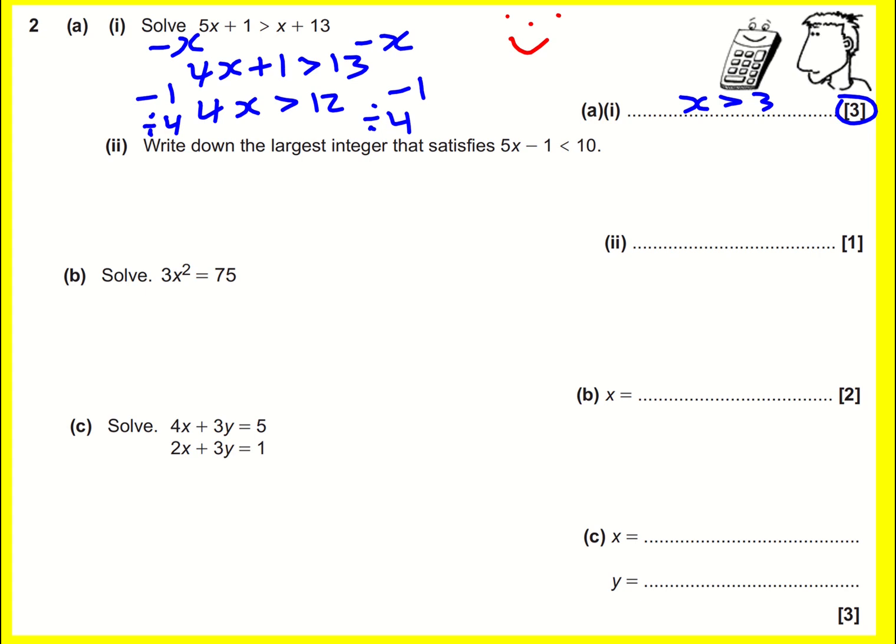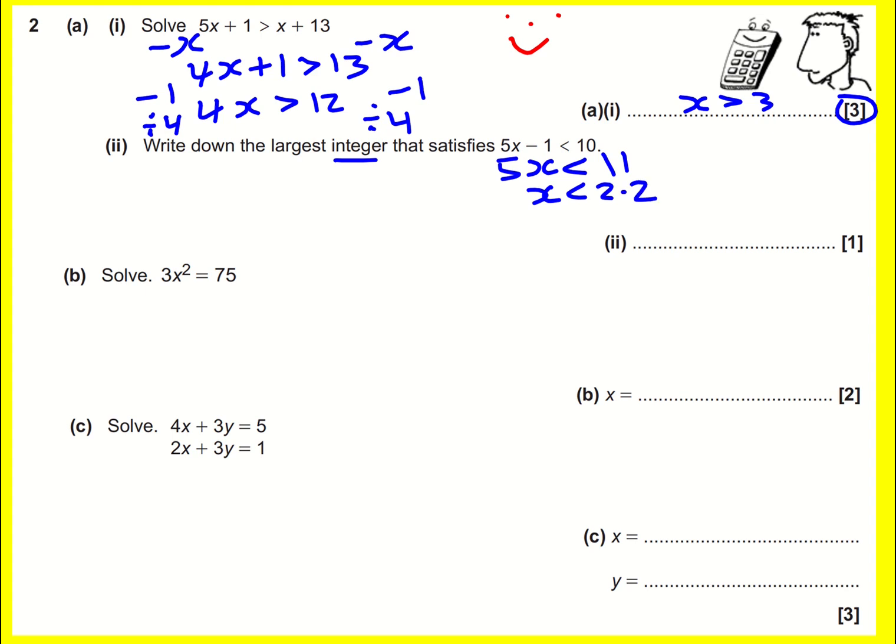Okay, I think the first thing to do, if you've forgotten what integer is, is just to solve for x. So I'm going to do this more quickly now. I can add 1 to both sides. 5x is less than 11, and I can divide through by 5. x is going to be less than 11 over 5, which is 2.2.